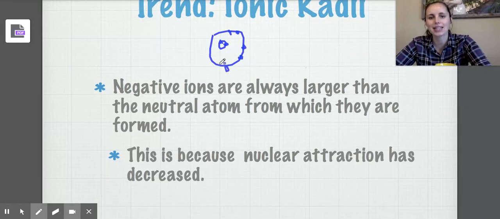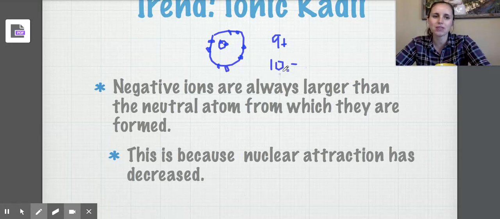So it had 7 valence electrons. It's now going to gain an electron. It's now going to have 8 electrons. So fluorine actually has gained an electron. It now has 10 negatives. It hasn't gained a proton, so it still only has 9 positives. Now what's happening is there's more negatives than positives.